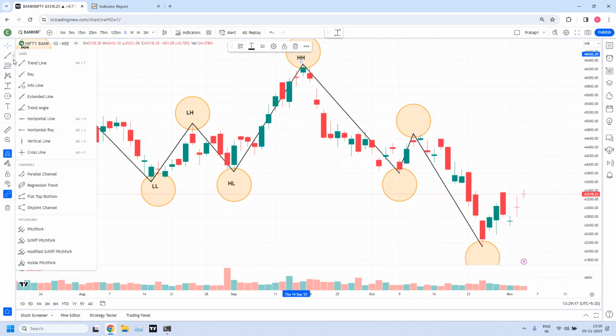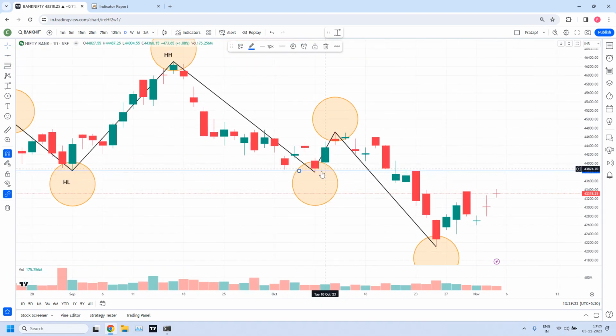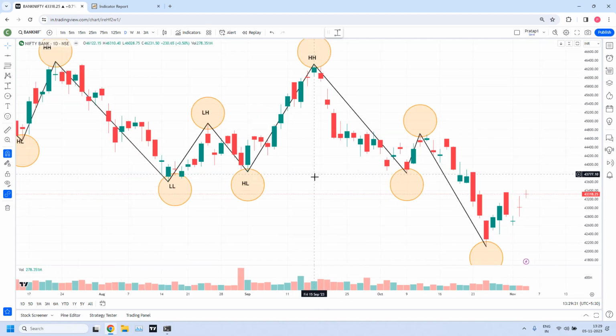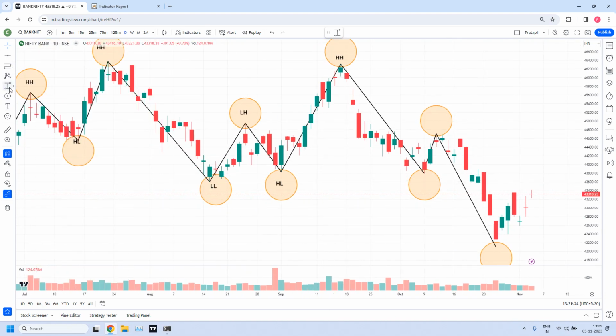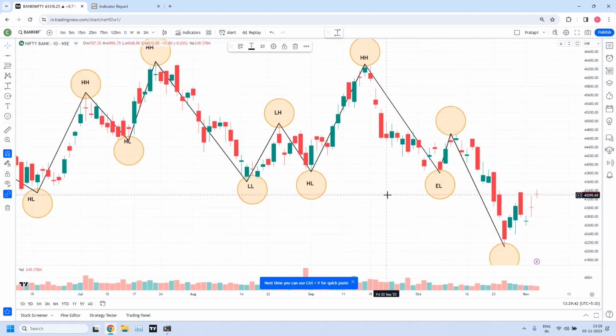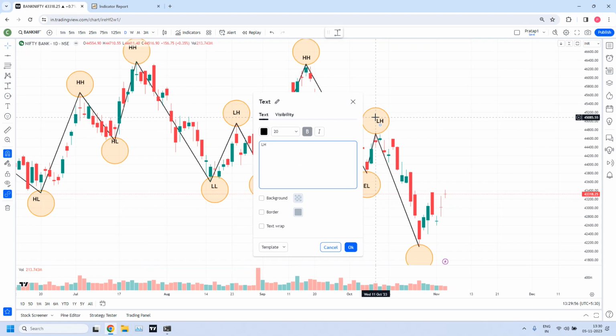Let me draw the horizontal line. You get clarity. From this low I am drawing. See here, just below this blue color line, very narrow range. So it is an equal high. Sorry, equal low. Not equal high, equal low. So this is EL. Okay, now equal low. Now after that, what did we get? This high and this high. If you compare, this high is lower. So we got LH, lower high.